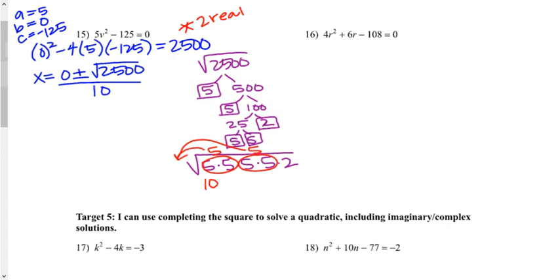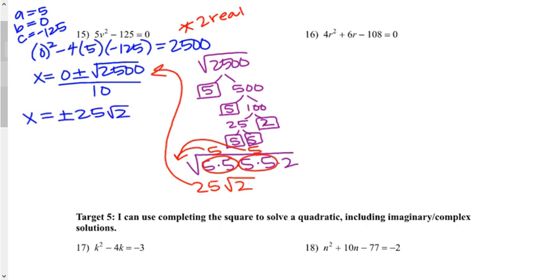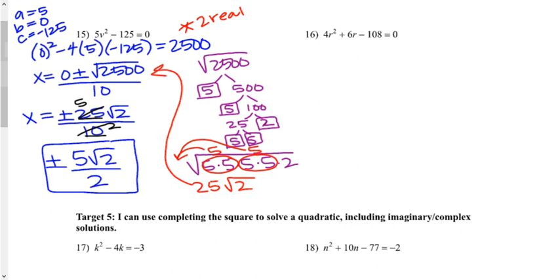Oops, not 10. 5 times 5 is 25. And then I still have that loner 2 on the inside. So I can bring that back up here. And this becomes plus or minus 25 root 2 all over 10. Now I can reduce 25 and 10. I can divide those both by 5. So this is actually going to become plus or minus 5 root 2 all over 2. And that's my answer. I got 2 real solutions, no imaginaries.